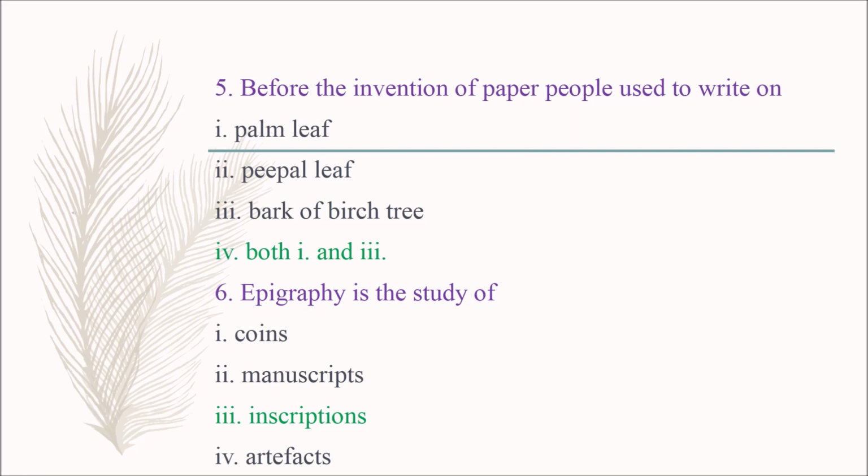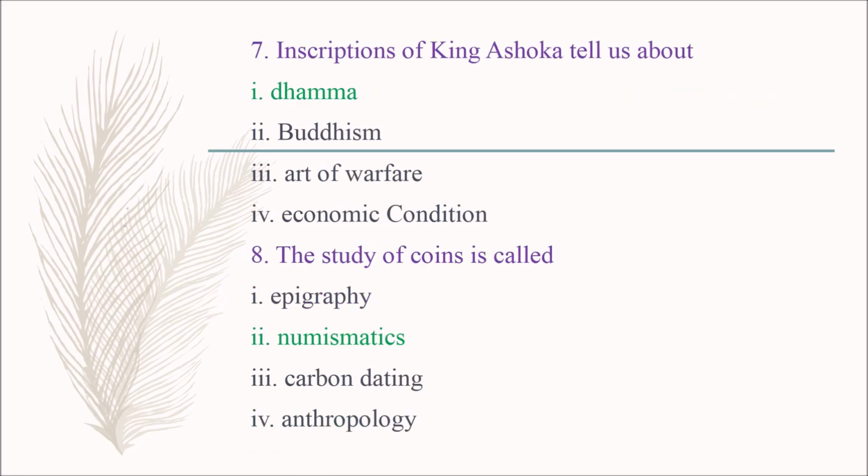option number 1, coins. Option number 2, manuscripts. Option number 3, inscriptions. Option number 4, artifacts. So the correct answer is option number 3, inscriptions. Epigraphy is the study of inscriptions. Question number 7. Inscriptions of King Ashoka tells us about option number 1, Dhamma.